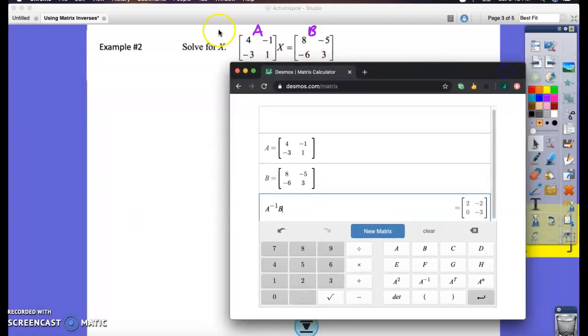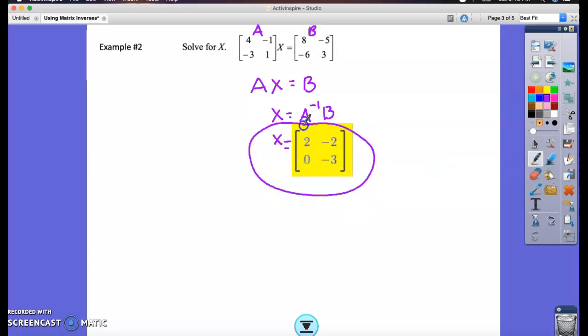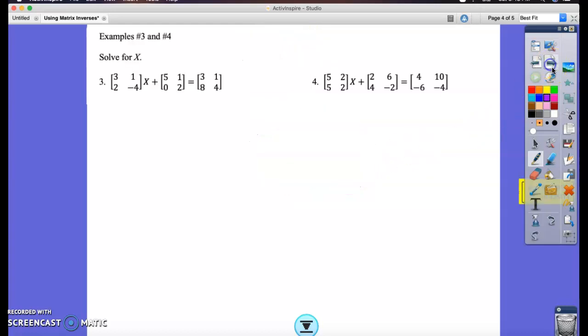So I know that what I multiply A by to get this answer is going to be this matrix here, 2, -2, 0, -3. Okay. So there is my final answer. All right, let's do another example.